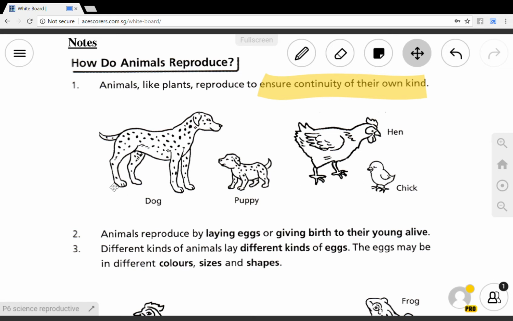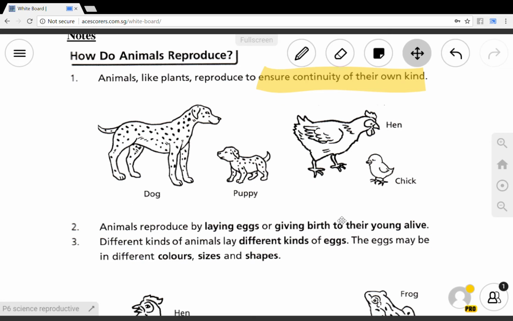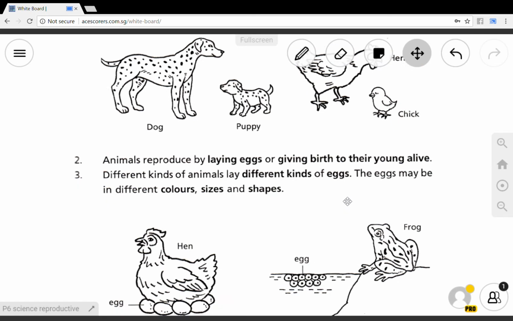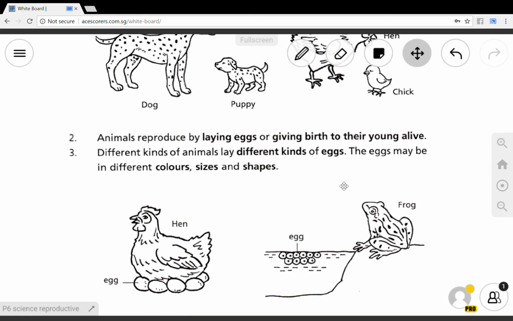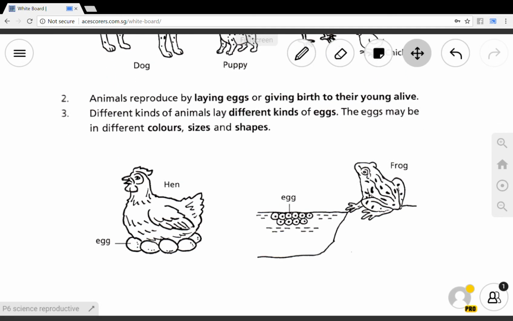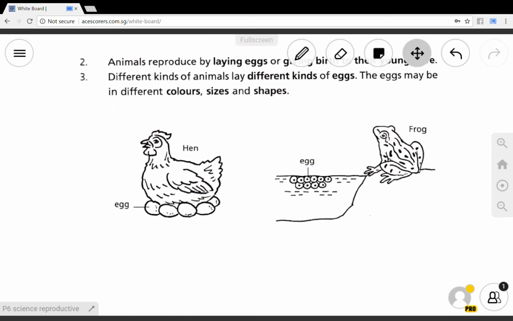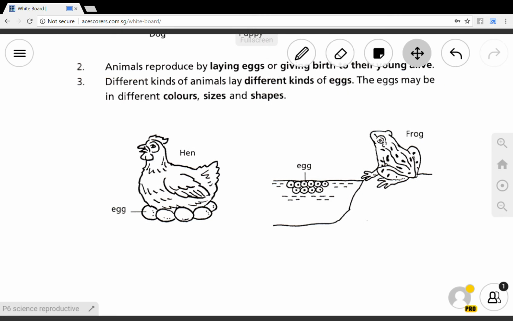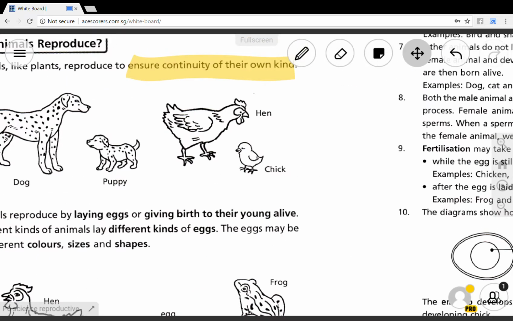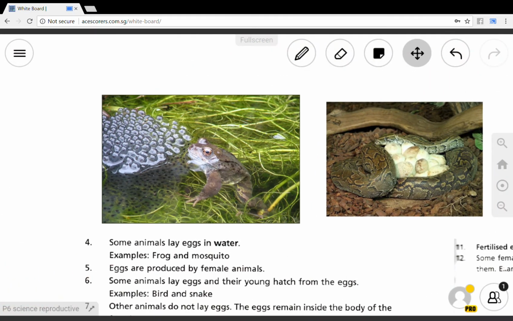So you have the young and the adult over here, you can see over there. Some reproduce by laying eggs or giving birth to their young alive. Now, for those types of animals that give birth to their young alive, what do we call them? Mammals. Very good, that's correct. Different kinds of animals lay different kinds of eggs as well. Eggs may be different colors, sizes, and shapes, as you can see from the picture here. You have the hen, the frog. Here are some pictures.